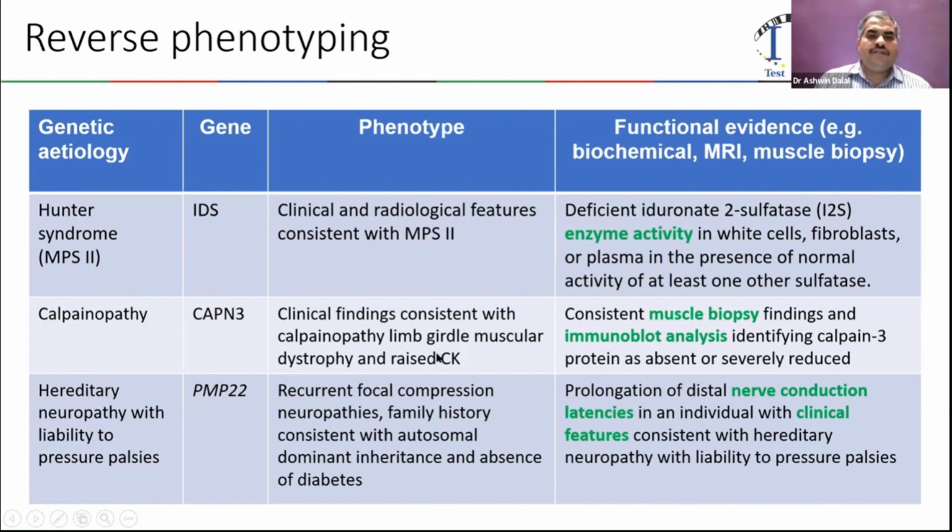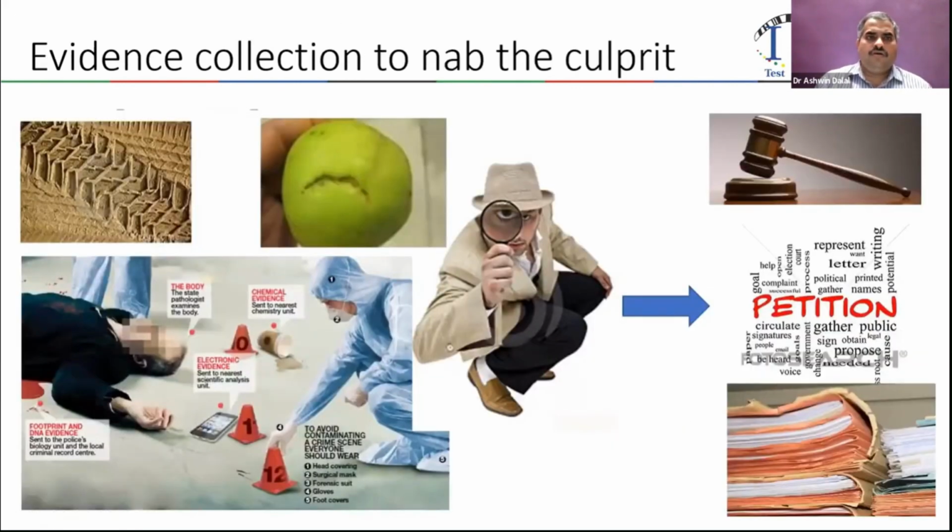Similarly, if it is a calpainopathy and there are characteristic clinical findings, then we could use either muscle biopsy and immunoblot analysis to prove that the variant is disease causing. And similarly, if it is PMP22 involved in neuropathy, then we could use the nerve conduction latencies to again prove whether this variant is likely to be disease causing or not.